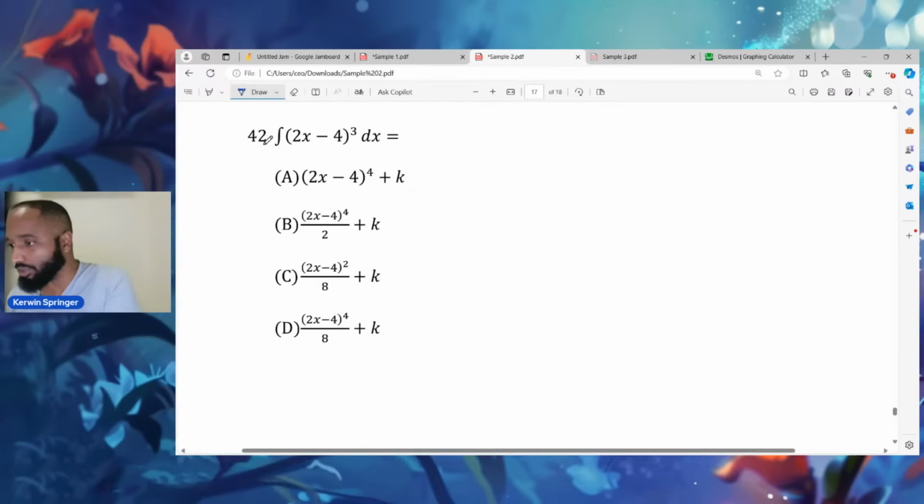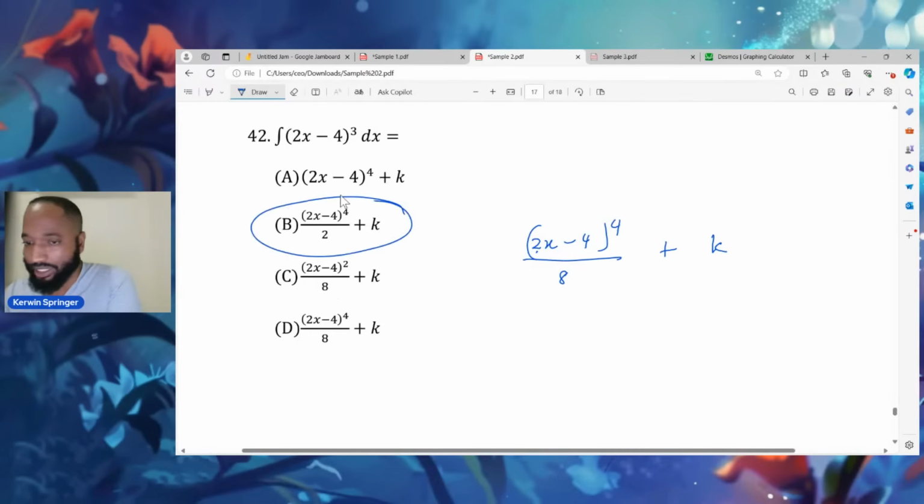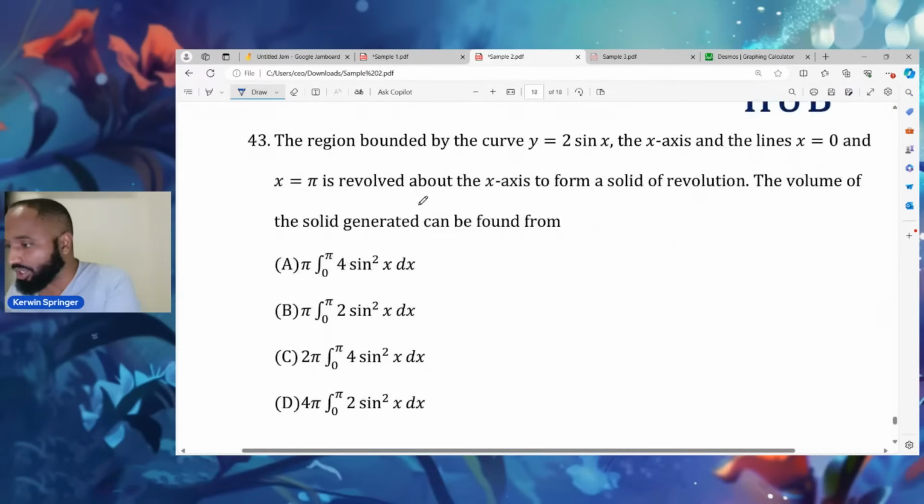I think this is a repeat as well. So this goes up to 4. You divide by the 4, but also 4 by 2 is 8 plus k. You also need to divide by the differential of what's in the brackets. So this answer is B.